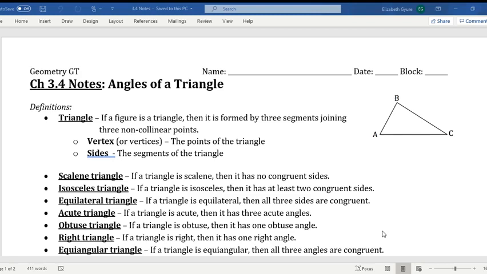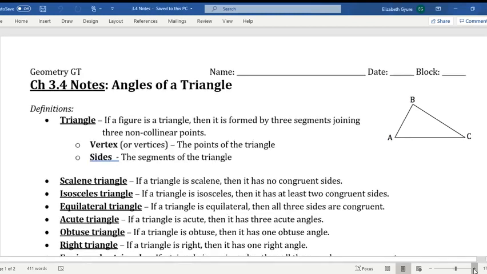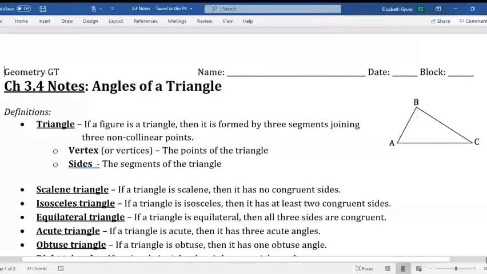This section is going to be about angles in triangles. So first thing, a definition: if a figure is a triangle, then it is formed by 3 segments joining 3 non-collinear points. Now, obviously, we all know what a triangle looks like, but we need to understand the labeling and the parts and things like that.